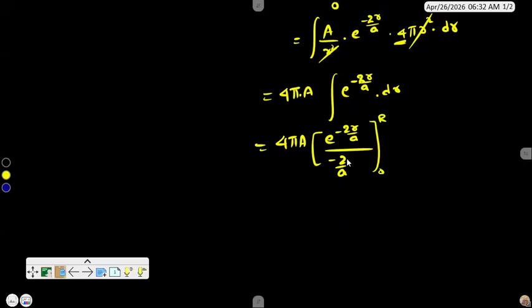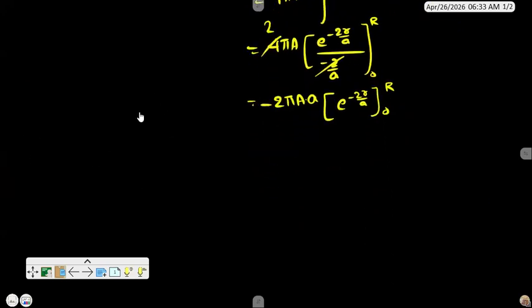Now what do we do? We take the constants out. So what will happen? This minus will go up: minus 2 pi capital A. This small a will also go up, into e to the power of minus 2r upon a from 0 to r. Now let us substitute the limits.